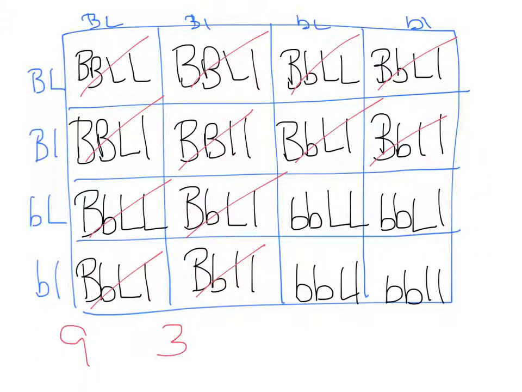Next one is white and short. To be white, it's little b, and to be short, you need at least one capital L. So you have 1, 2, 3. And then lastly is white long, which are both recessive traits. And so that is little b, little l, and that is 1. So your number is 9 to 3 to 3 to 1, which equals 16.